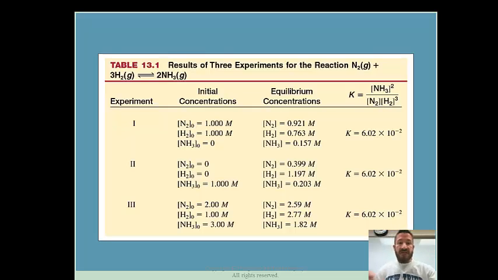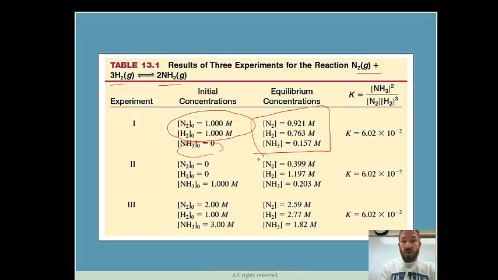Let's look at a couple of different situations. We have 3 different experiments. Each one we're starting with different initial concentrations. Now, this is a reaction we talked about earlier with nitrogen and hydrogen forming ammonia. Here we start with just the reactants, no products. They reach these equilibrium concentrations. Those equilibrium concentrations are plugged in our K expression. Notice it's products, ammonia squared, over reactants, nitrogen times hydrogen cubed, because those are the coefficients from the balanced equation. We put these numbers into this, and we end up with this K value.